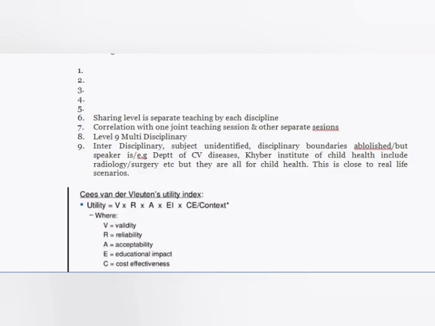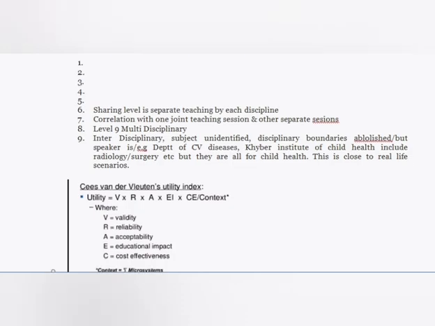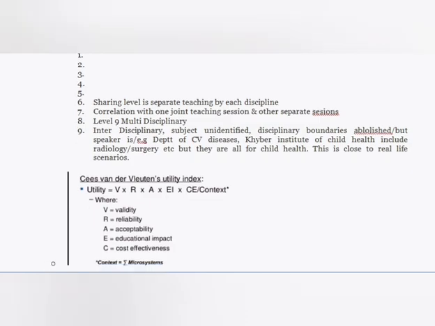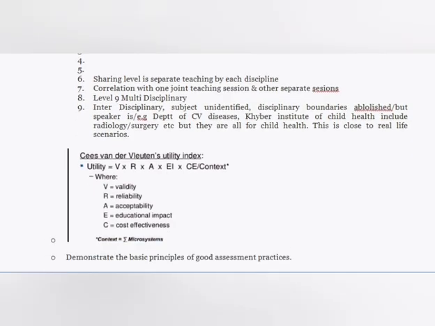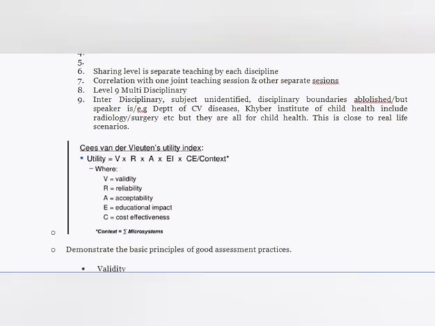Interdisciplinary means disciplinary boundaries are abolished and you have a department of cardiovascular diseases as close to real life. For example, a patient comes with chest pain. The utility index is validity times reliability times acceptability times educational impact times cost effectiveness.